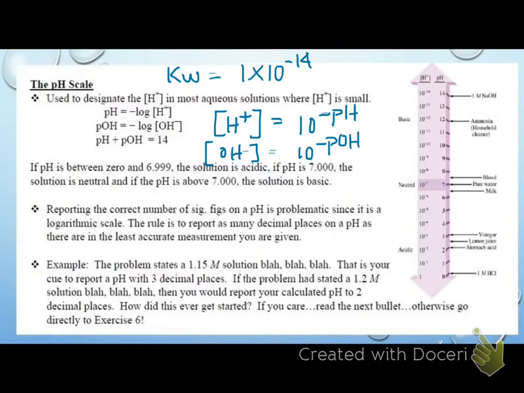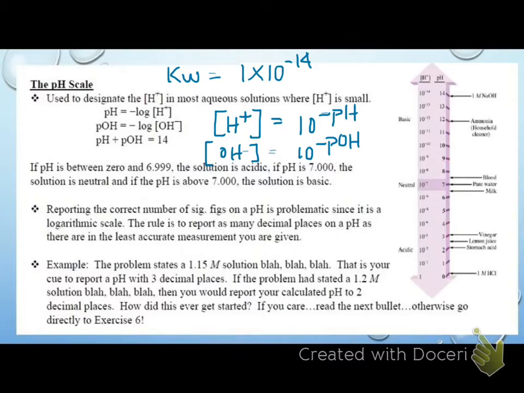Anytime you're dealing with bases, you have to do that little extra step. If I take the negative log of my concentration of my base, that's giving me pOH. So in order to get to pH, I'm going to have to subtract from 14. So just don't forget that extra little step, because it's done the same way, it's just that when you're dealing with hydroxide, you have to get it over to pH.